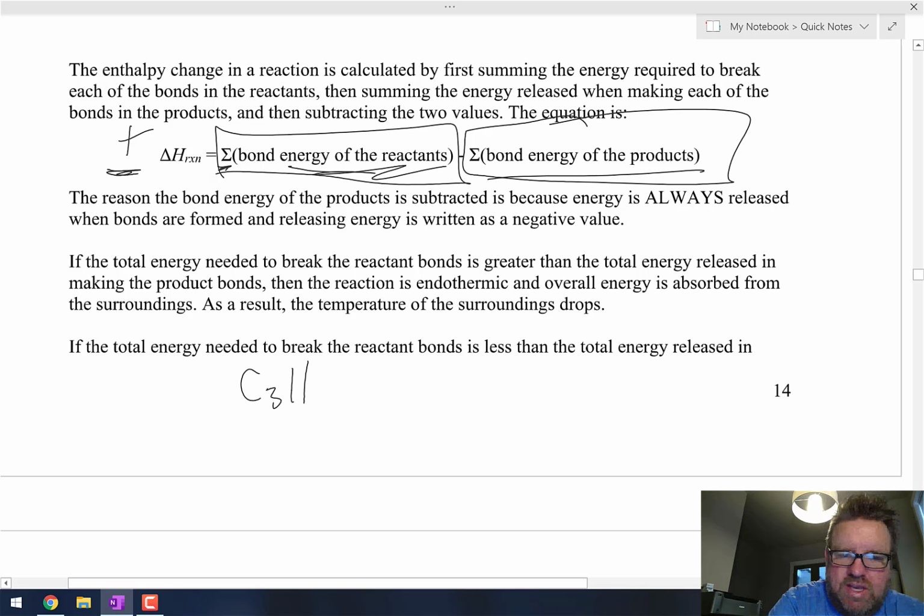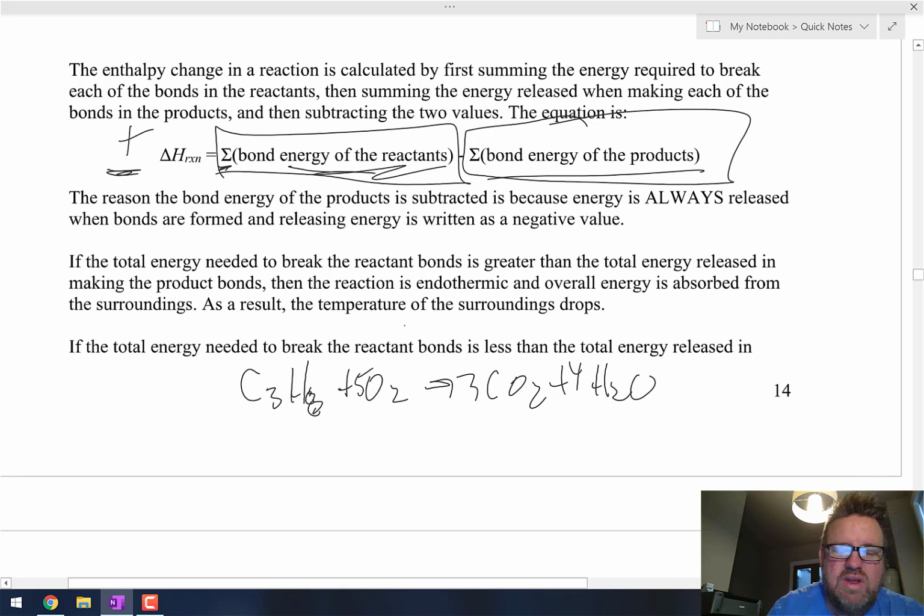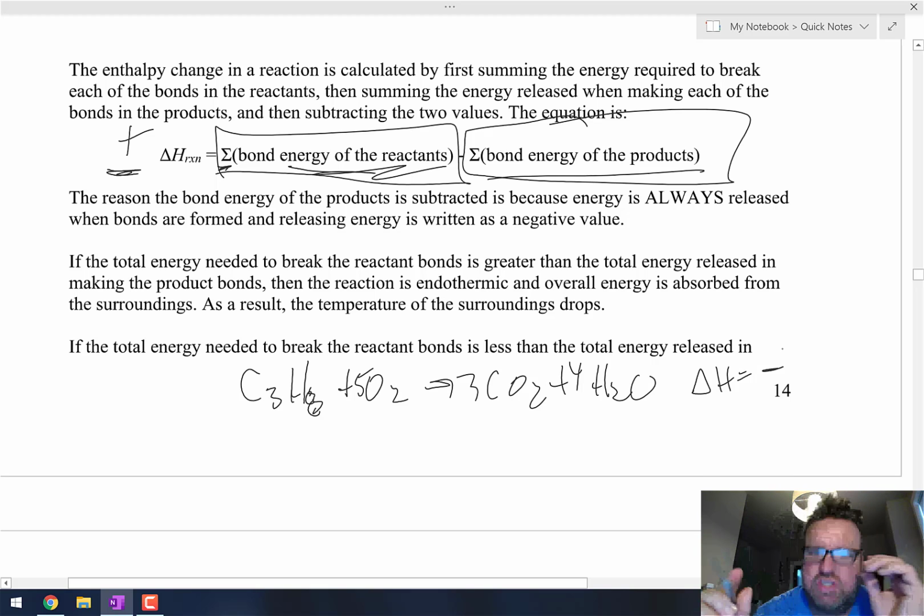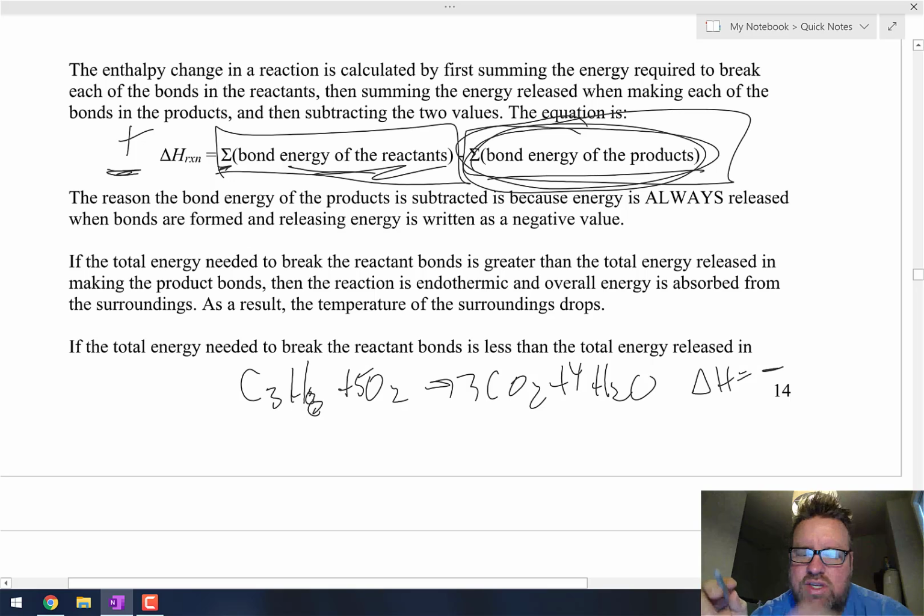For example, in C3H8 plus O2 making CO2 and H2O, this is a very exothermic process. Delta H is a very, very negative number. It's a combustion reaction. So what does that mean? It means that the amount of energy that's released when the new bonds are formed, when those CO2 molecules and H2O molecules are formed, is much, much greater than the amount of energy it takes to break those bonds right there.